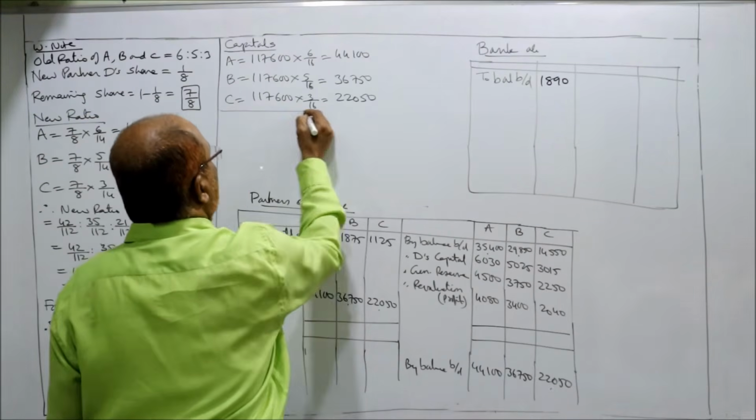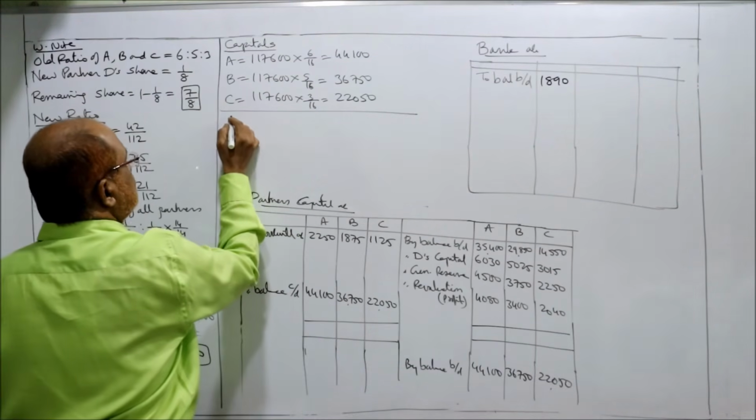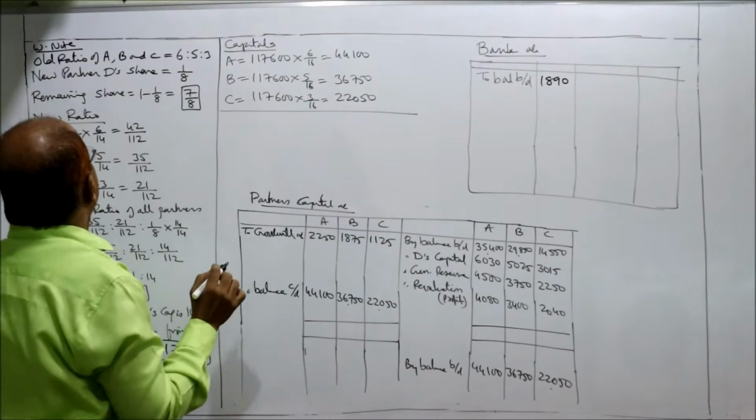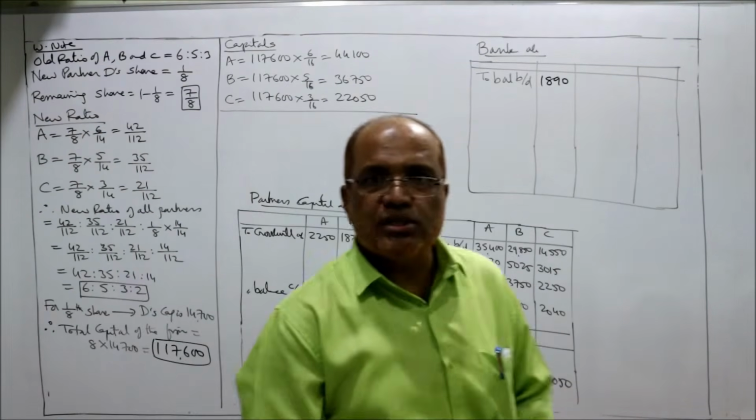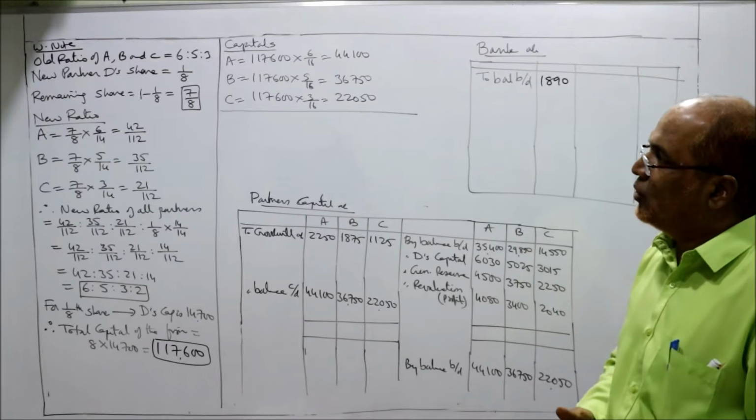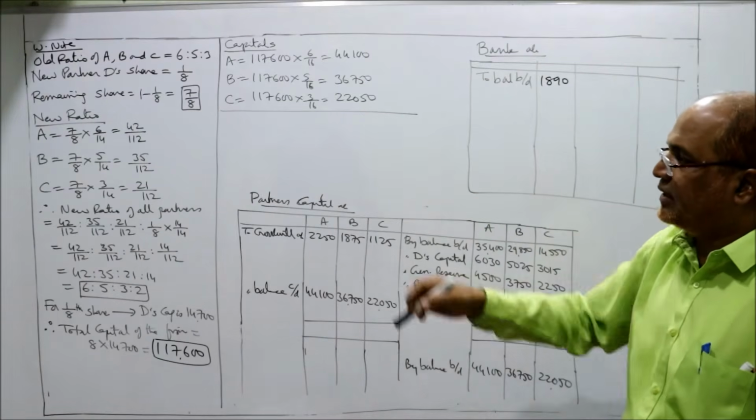So, capital after adjustments. We'll do one thing. You just take a pause and copy down the working note because I'm rubbing the working note to make further calculations.